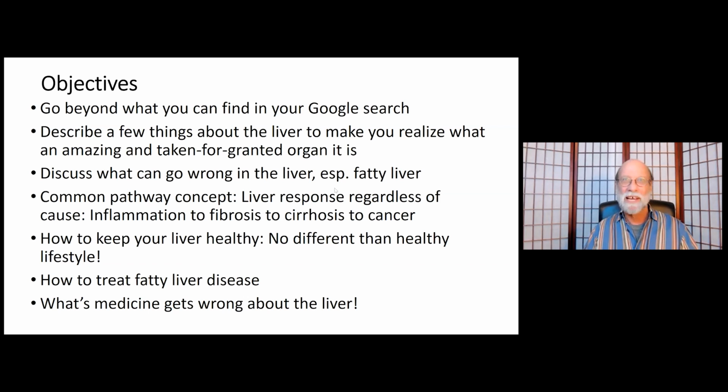I'm going to discuss what can go wrong in the liver, especially with what we call fatty liver disease. And then also talk about this concept that there's a common pathway for the progression of liver disease, that the liver tends to respond to inflammation in a way that leads to fibrosis, leads to cirrhosis, and then leads to cancer, regardless of what the initial cause of the inflammation was. And I'll go back and define some of these terms, so don't worry.